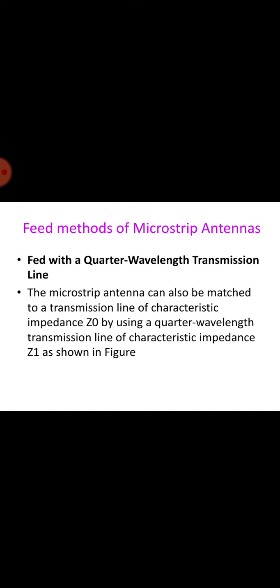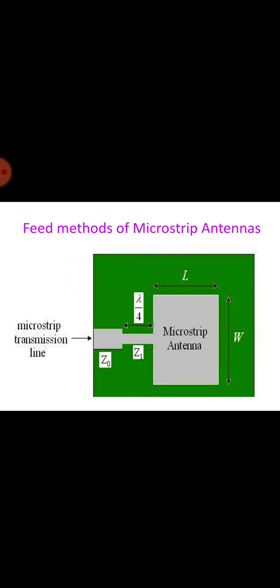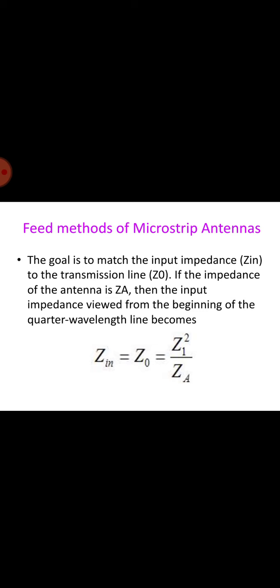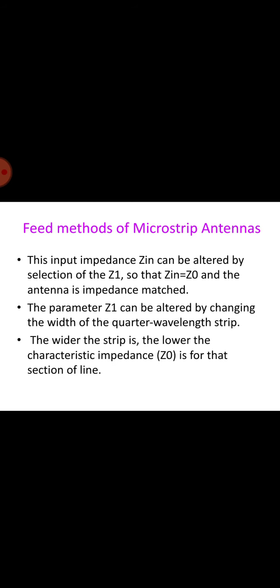The second method of feeding the microstrip antenna is with a quarter wavelength transmission line. The microstrip antenna can be matched to a transmission line of characteristic impedance Z0 by using a quarter wavelength transmission line of characteristic impedance Z1. You can see in this figure that Z0 is matched with Z1. The goal is to match the input impedance to the transmission line. If the input impedance of the antenna is ZA, the input impedance viewed from the beginning of the quarter wavelength line becomes Zin = Z1²/ZA. This input impedance can be altered by the selection of Z1, so that Zin is equal to Z0 and the antenna is impedance matched.